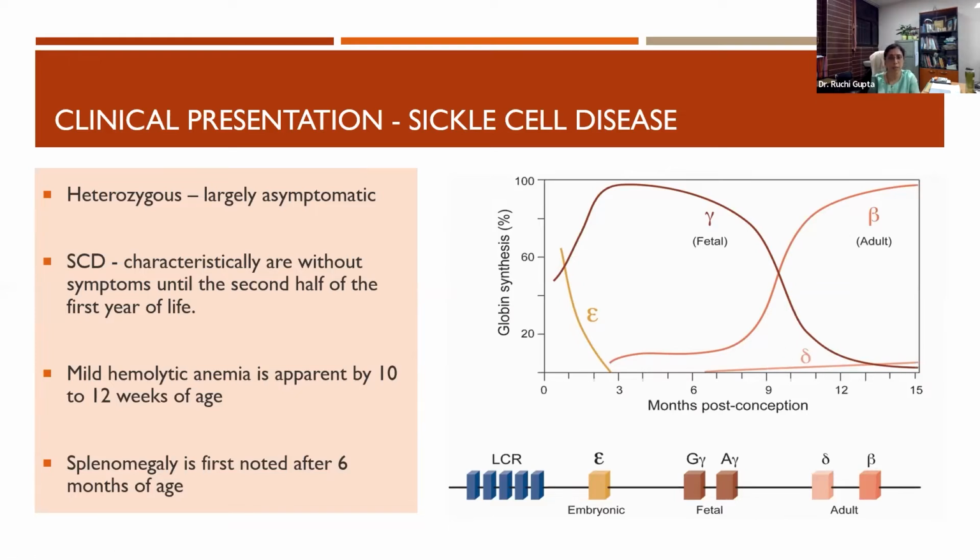At that time point, because the gene is mutated and we have a sickle hemoglobin, these children start becoming symptomatic during the second half of the first year of their life. And at that time point, there will be mild hemolytic anemia which starts becoming apparent by 3 to 6 months of age, and splenomegaly can be noted after 6 months of age.